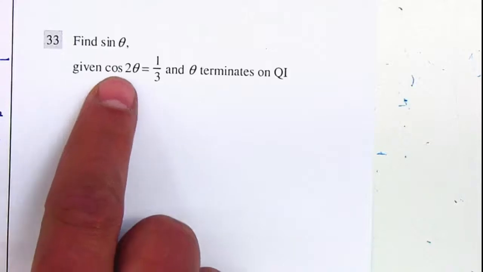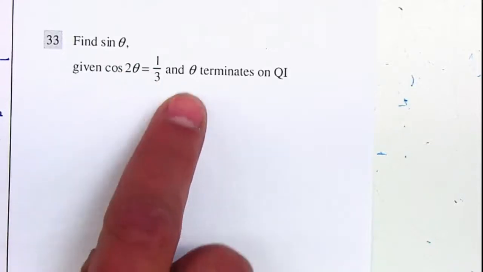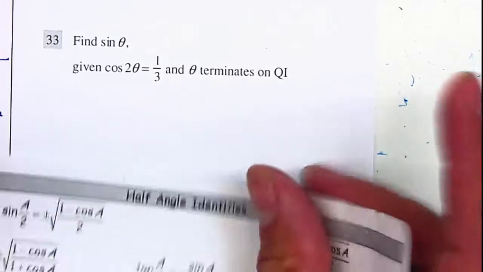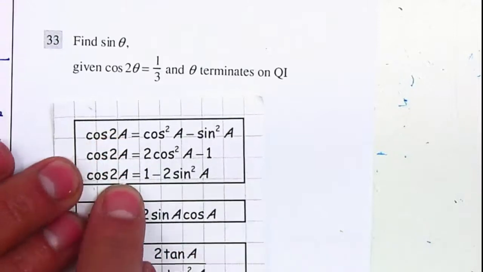giving you that the cosine of double the angle, 2 theta, is equal to 1 over 3. And they tell you that the angle terminates in quadrant 1. For the cosine of a double angle, we have 3 different equations that we're able to use.